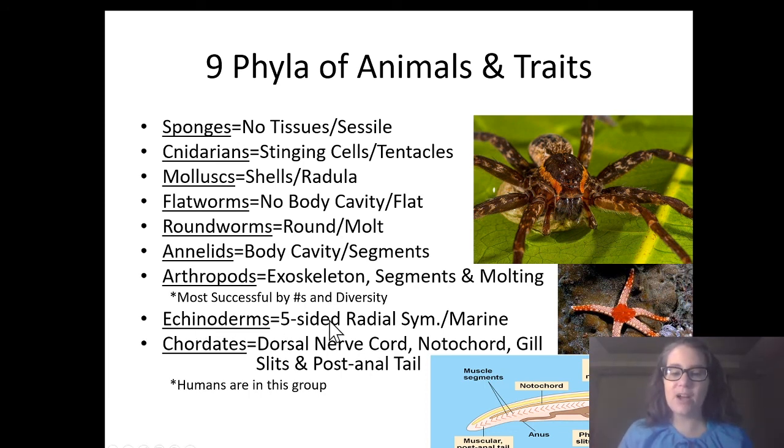Echinodermata are sea stars with 5-sided radial symmetry. And lastly, chordates. This is the group that humans belong to, have some things like a nerve cord and a notochord that become backbones. So this includes a lot of your fishes, your frogs, amphibians, reptiles, birds, and then your mammals.